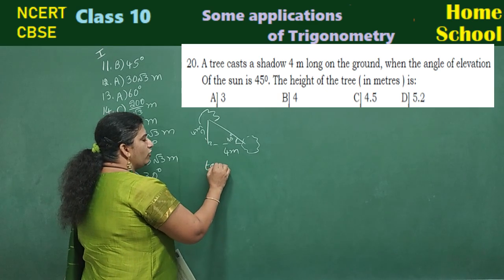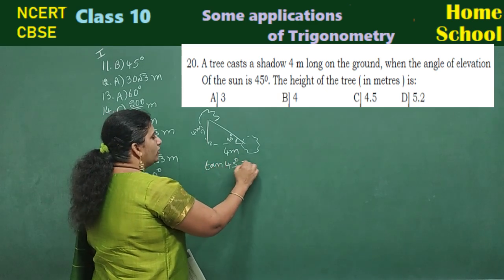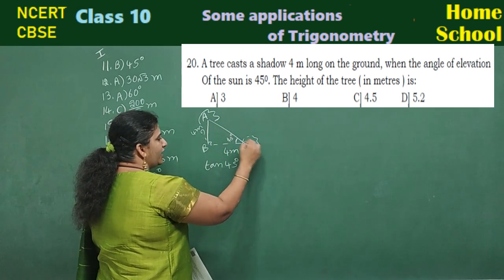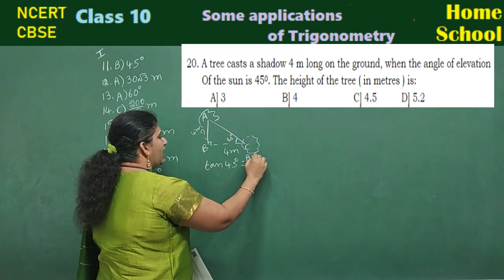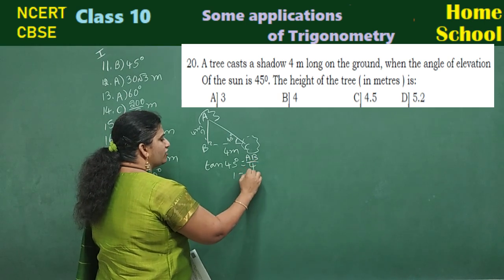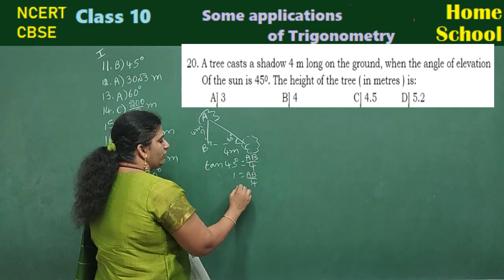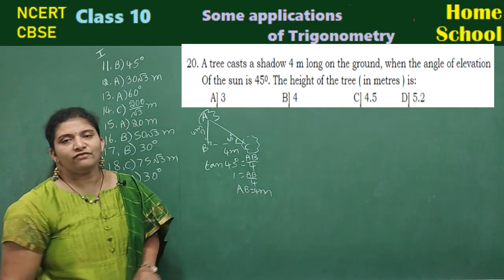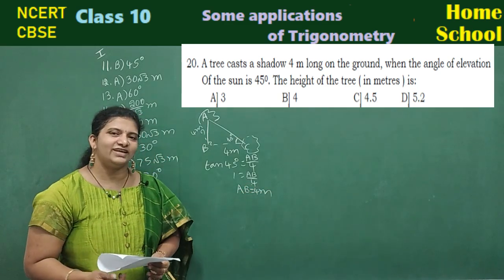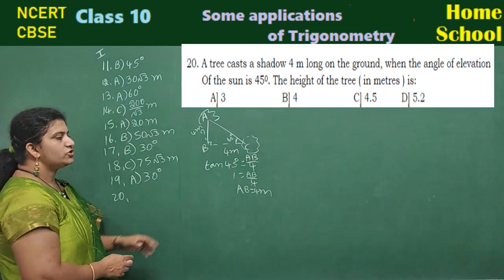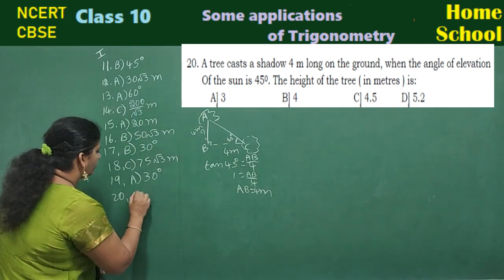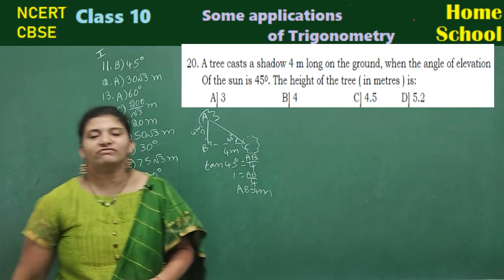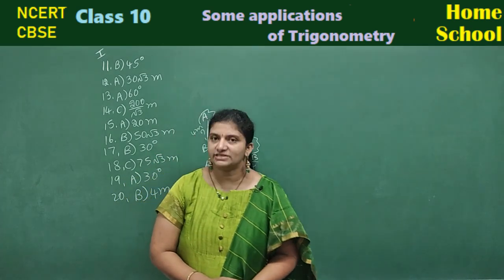Or you can go like this also. If I take the tree height as AB and the shadow as BC, AB by BC, you know the value. 1 is equal to AB by 4. 4 into 1 is 4. AB is equal to 4 meters. Therefore, the height of the tree is 4 meters. So check the option. Which option is right? Option B, 4 meters. So with this, we have completed 20 multiple choice questions, children.